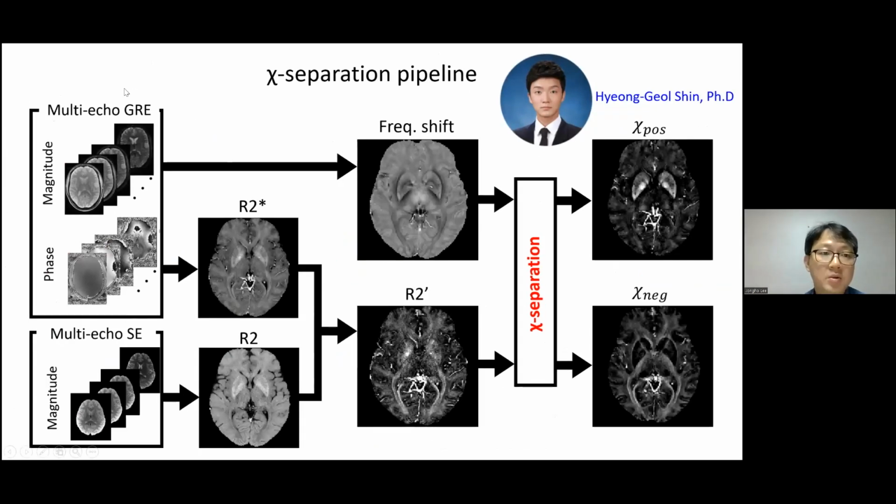First we need to measure the multi-echo GRE so that we can generate the R2 star and frequency shift map. Another one that we need is the multi-echo spin echo data so that we can measure our R2. And then by subtracting these two values, we get the R2 prime result, which is the core part of the susceptibility measurement. Then we have these two maps as the input for the chi separation, and the algorithm generates the positive susceptibility map and negative susceptibility map.